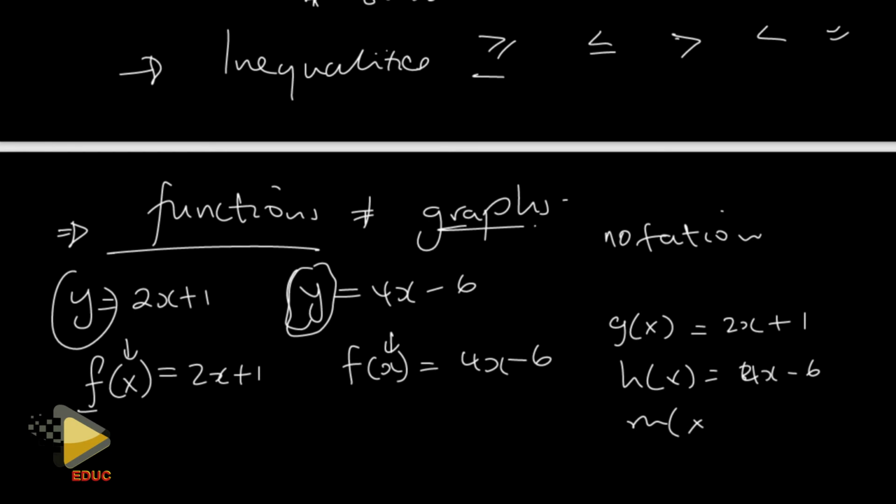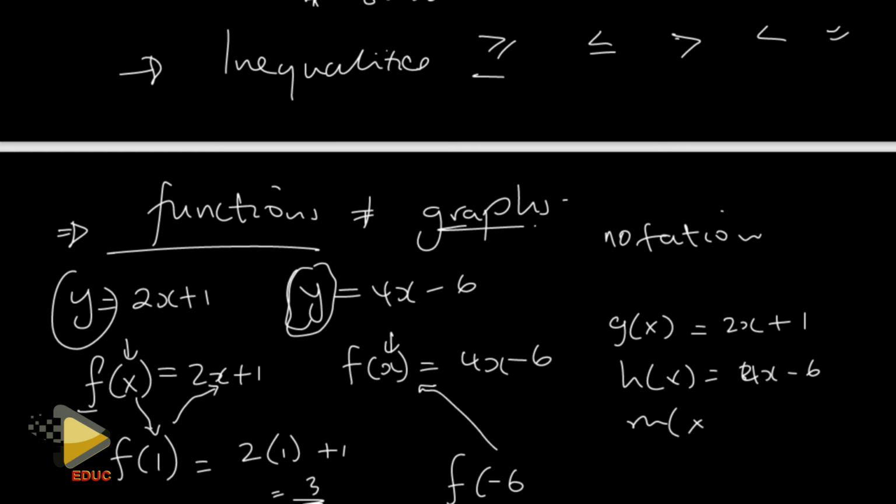Okay? Now, if we ask you to determine f of 1, in other words, now we are replacing x with a 1. So you must do the same thing here. It's going to be 2 times 1 plus 1, and then you get your y value as a 3. If we ask you for the f of negative 6, where there is x, now we are replacing with a negative 6. So it's 4 times negative 6, and then minus 6, which gives us a negative 30. Okay, so that is what we will do with the function notation.